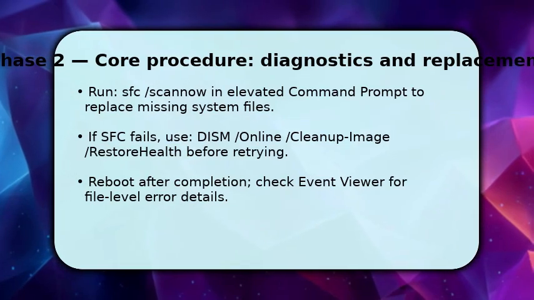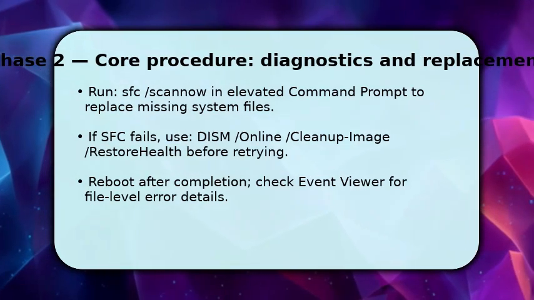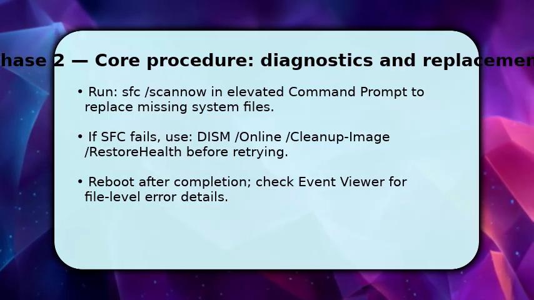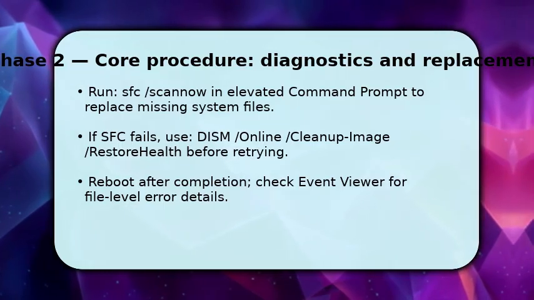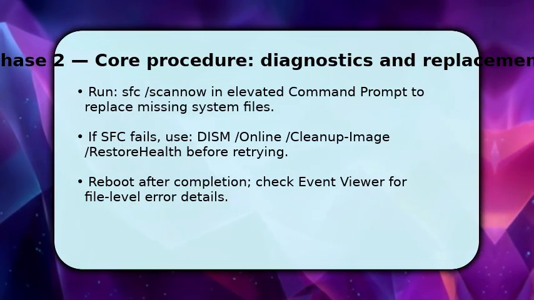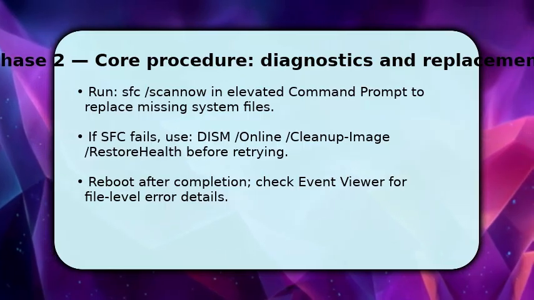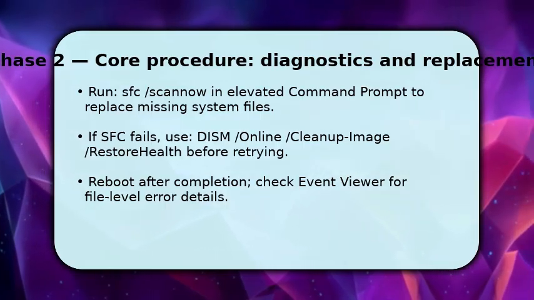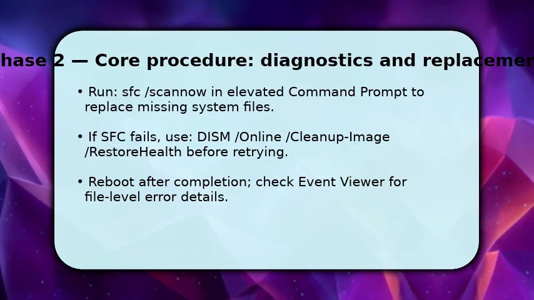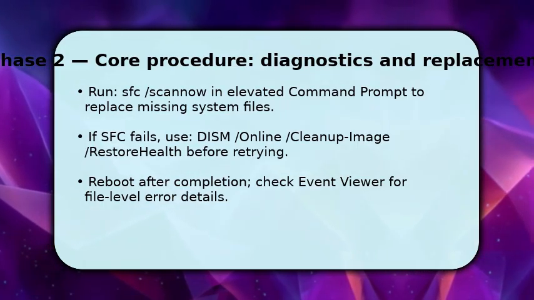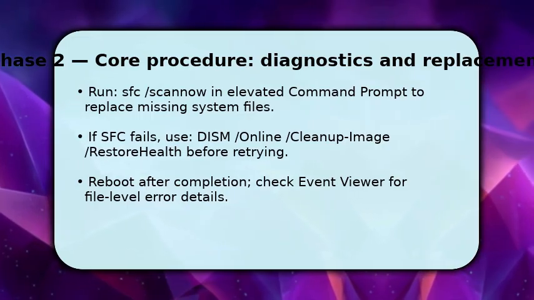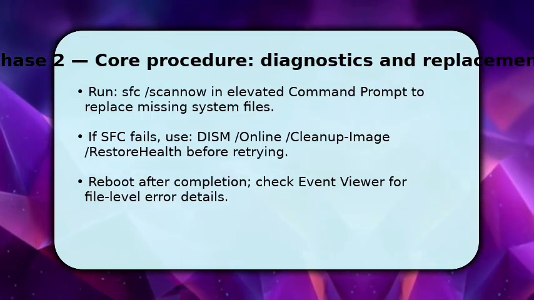Once chkdsk finishes, you run System File Checker to restore corrupted system files. Open an elevated command prompt and type sfc /scannow. If SFC reports it cannot fix some files, then use DISM /Online /Cleanup-Image /RestoreHealth to repair the Windows image, and then run SFC again. Make sure to reboot after each major step so restored files are fully loaded.